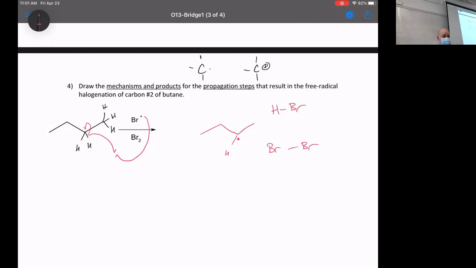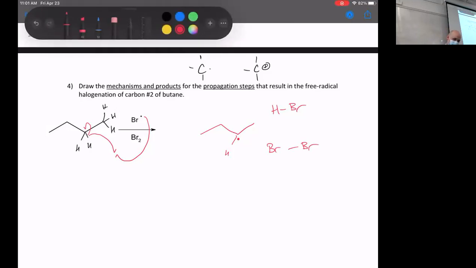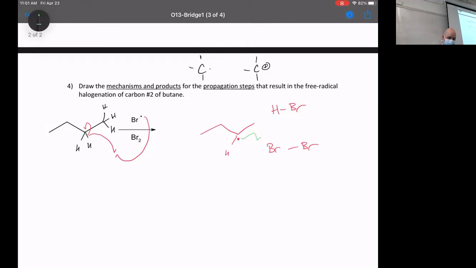Don't write Br2, draw out Br2, because you need to show the movement of electrons. All right, I wrote this red, so we'll put in some new colors here. All right, Gabe, tell me what this mechanism is going to look like here. You're going to have the radical take the electrons from the Br2, and one of the other electrons on the Br2 will go to the other Br.